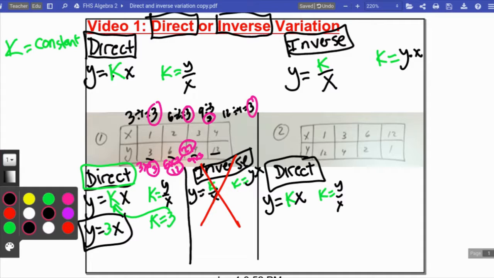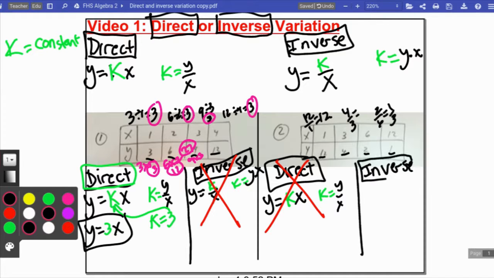All right, let's divide them. So all my Y numbers, they're right here. Let's divide them. 12 divided by 1 equals 12. Next, 4 divided by 3 equals, I can tell you right now, that is not 12. Even 2 divided by 6, which is like 1/3, that's not 12. So, my friend, we can stop. You're not a direct variation. All right, let's try inverse.